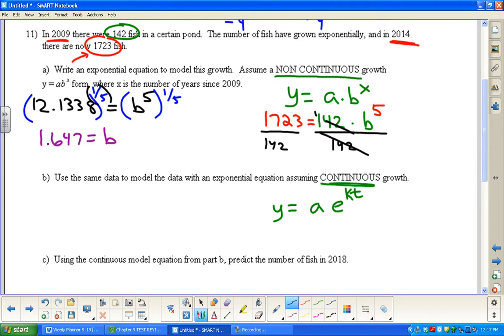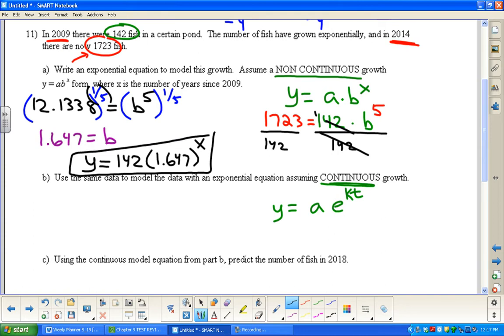And now we can write our equation. That's the growth factor. So the amount of fish y will equal the amount we started with times that b value to the x power. And again, x is the number of years since we started in 2009. So that's saying it grows each year a certain amount.